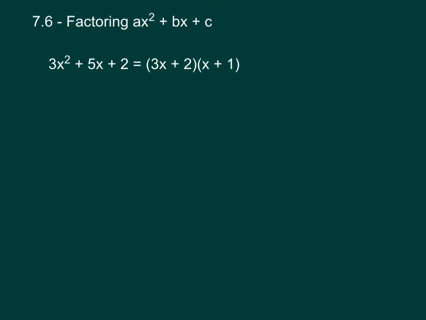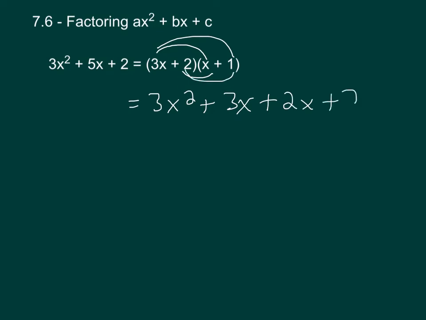First I'm going to start off with 3x times x, which is of course 3x squared. I'm going to do 3x times 1 is plus 3x. I'm going to do 2 times x, that's plus 2x. I'm going to do 2 times 1 is plus 2. And I have my little crab claw up there to make sure I've done it right.